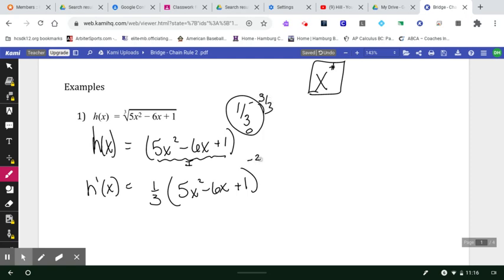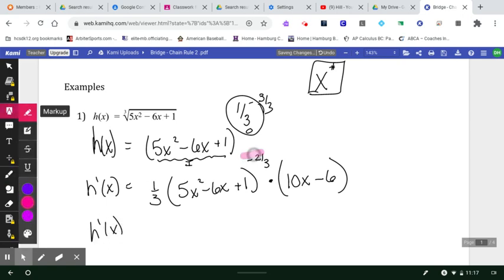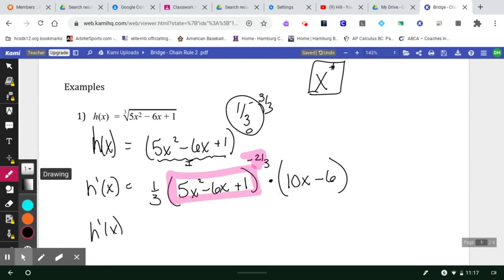I'm going to get a negative 2/3, times, and use parentheses, the derivative of the inside. So I'm just going to go through. The derivative of the inside would be 10x minus 6, just based off that power rule. And now we'll just work on cleaning this up. Because of that negative exponent, of course, and it's just on this term, this is telling me that's going to go to the denominator. So I know I'm going to have a fraction in my answer.